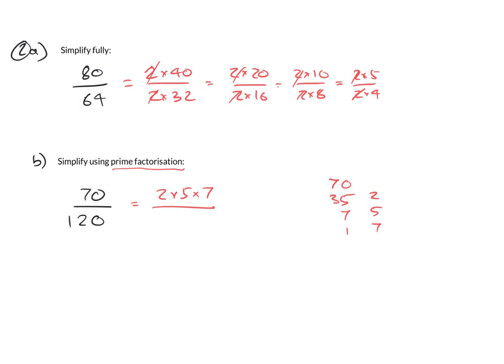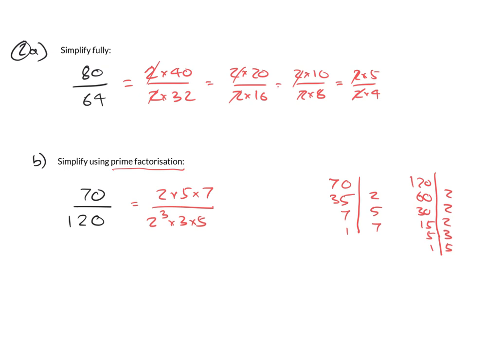Now let's do 120 as well. So I've got 120. It's even, so I got 2 times 60. Even again, so 2 times 30. This is nice, even again, so 2 times 15. 15 will divide by 3. 3 times 5 is 15. And 5 is prime. So 120 can be written as 2 cubed times 3 times 5, cubed because I have 1, 2, 3 2's here.